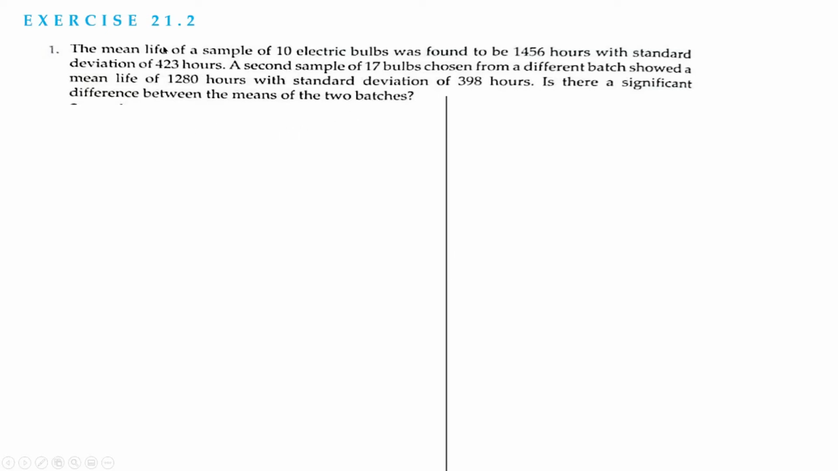So here we have two different batches of electric bulbs. The first batch of 10 electric bulbs has a mean life of 1456 hours and a standard deviation of 423 hours. Another batch of 17 bulbs has a mean life of 1280 hours and a standard deviation of 398 hours. Now we have to check whether there is any significant difference between the means of the two batches using the two sample t-test. The level of significance is not given, so we can assume the level of significance is 5%, assuming alpha is equal to 0.05.